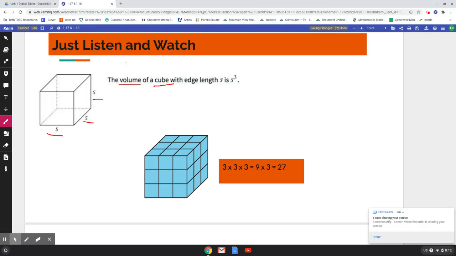Now, I added this for you so you can see it with real numbers. Okay, so this length is 3. That's where I got that 3. This length is 3. That's where I got the second 3. And this height is 3. And that's where I got that third 3. So what you do is you do 3 times 3 times 3. So what I do is I do 3 times 3 is 9. And then 9 times 3 is 27. So the volume of this cube is 27. So remember, with volume, you're just multiplying all 3 together.